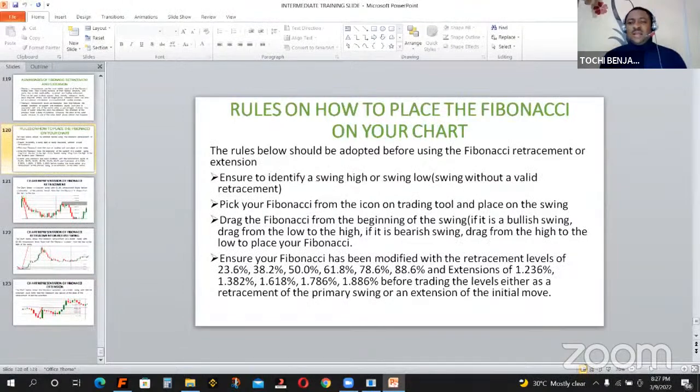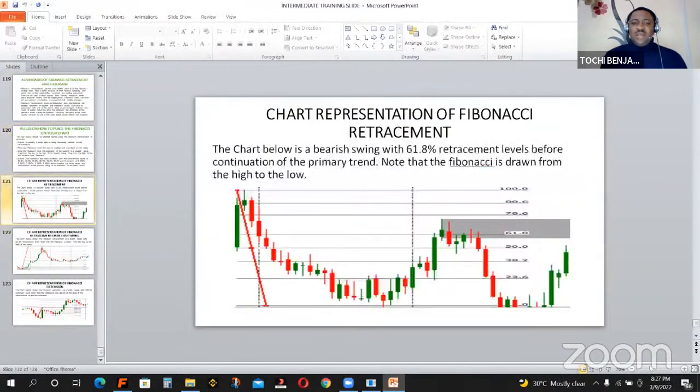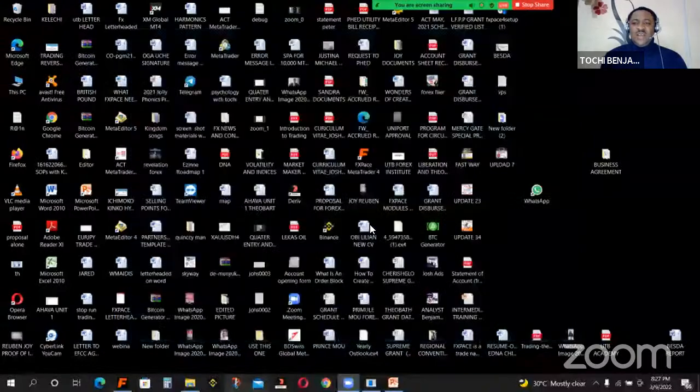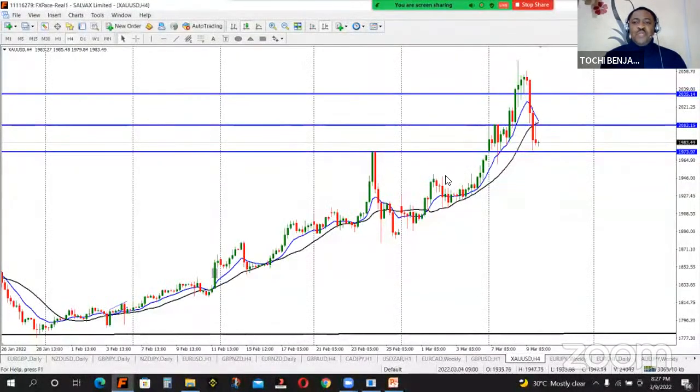Now, Fibonacci is telling us that for every swing, there will be a discount, a repricing. For every swing, the market will do a pullback. That is why if you don't catch that swing, don't worry. What you should be expecting is a pullback to buy or sell.